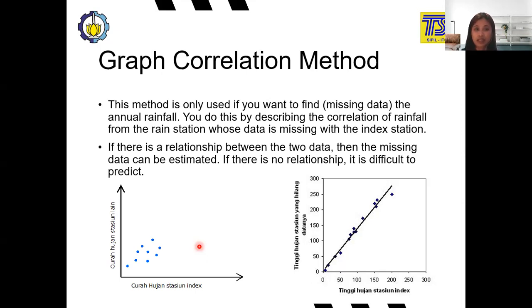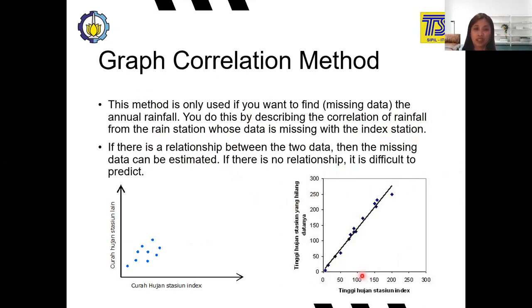And we use this method by describing the correlation of rainfall from the rain station whose data is missing with the index station. The index station means the station with the complete data. If there is a relationship between the two data, then the missing data can be estimated. If there is no relationship, it is difficult to predict.